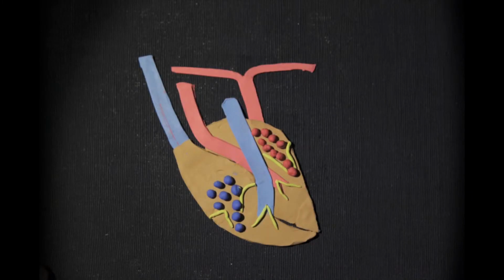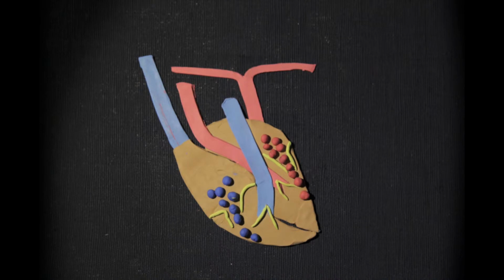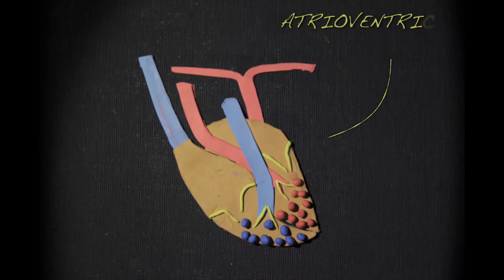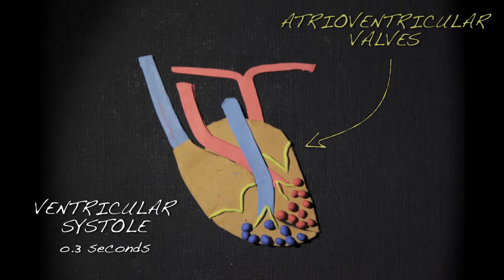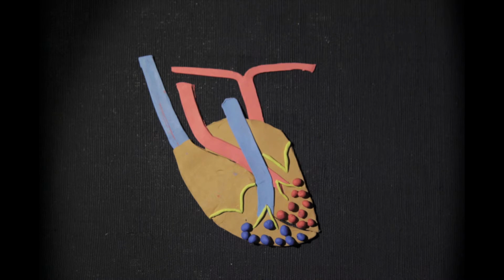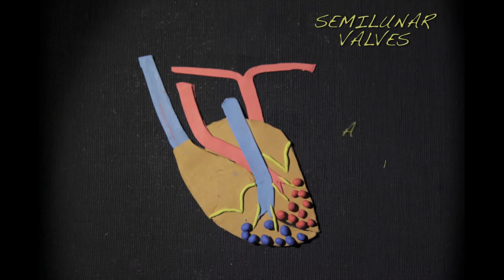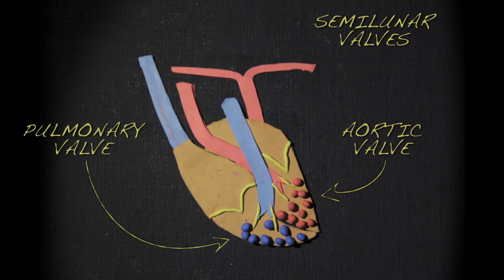With the filling of the ventricles, the pressure inside them increases compared to the pressure inside the atria, causing the snap closure of the atrioventricular valves. This is the first sound of the heartbeat. Ventricular systole starts, 0.3 seconds, determining a further increase of the pressure inside the ventricles, which causes the opening of the semilunar valves, the aortic valve between the left ventricle and the aortic artery, and the pulmonary valve between the right ventricle and the pulmonary artery.